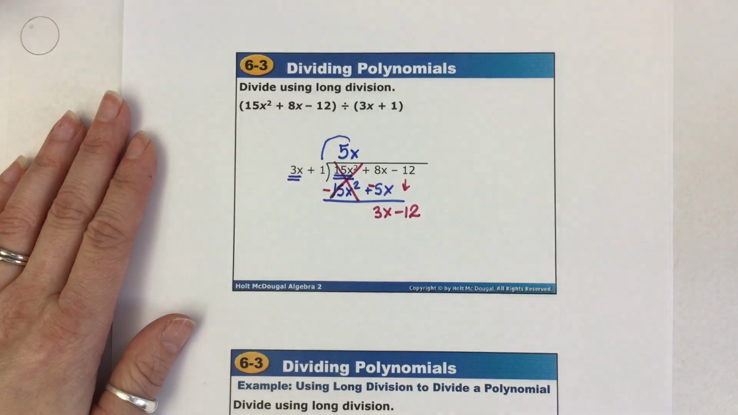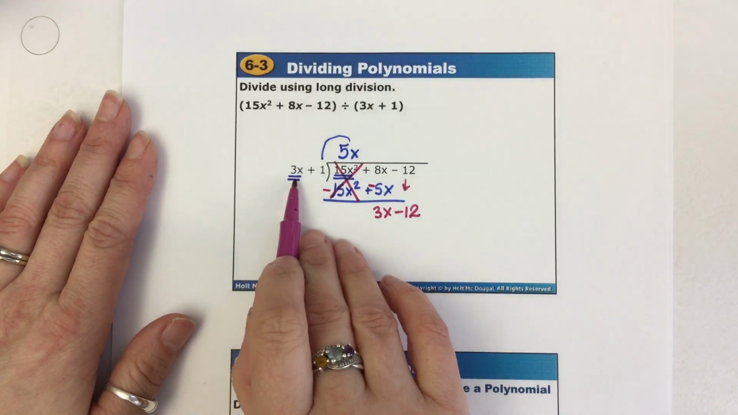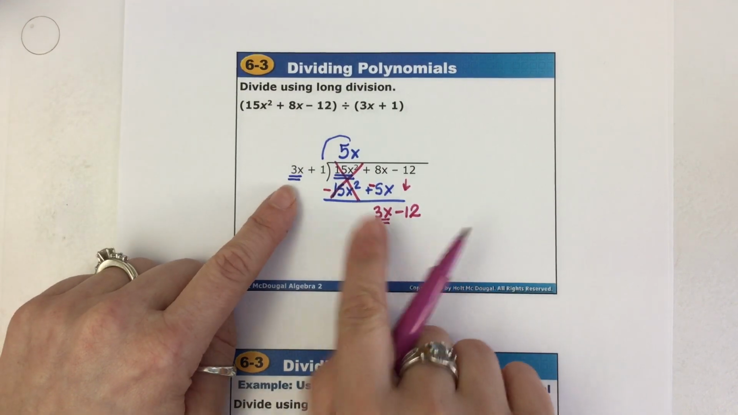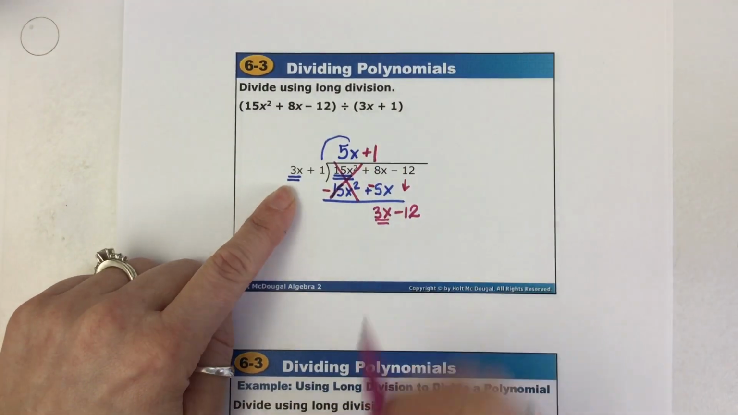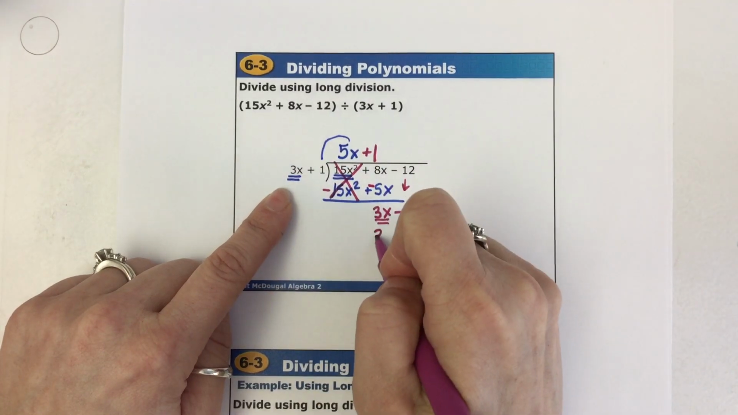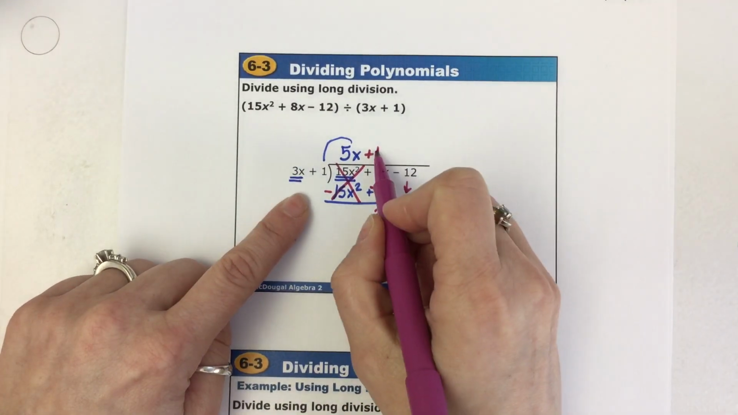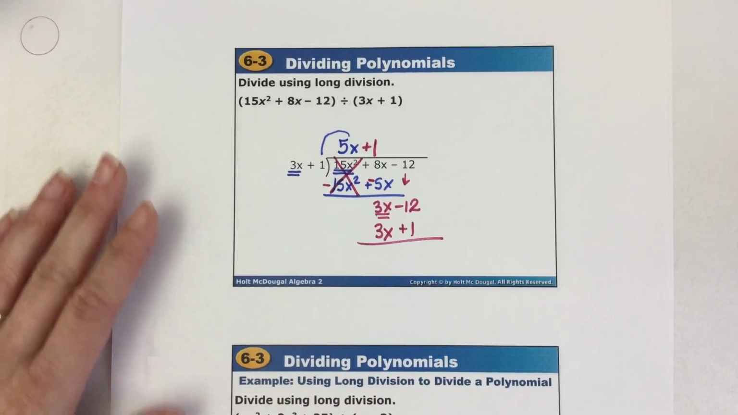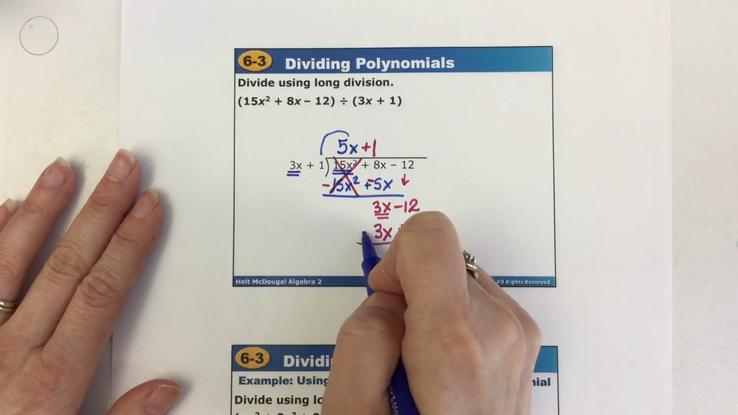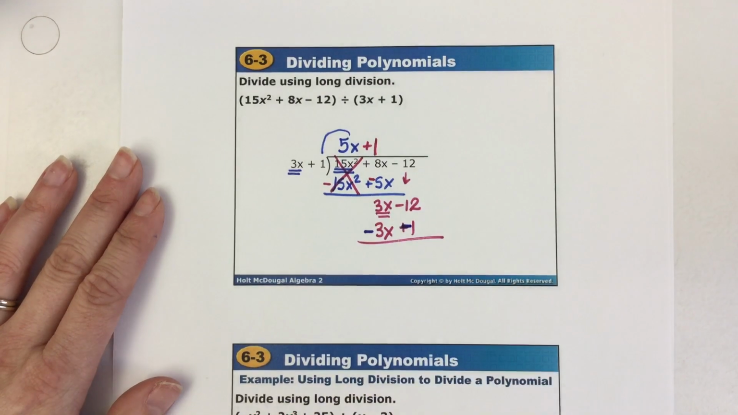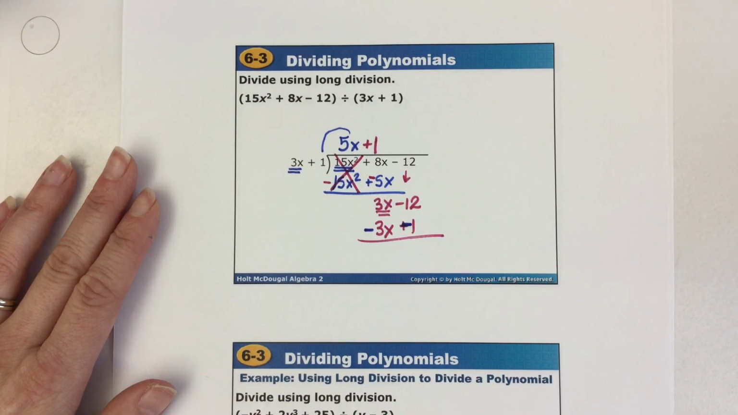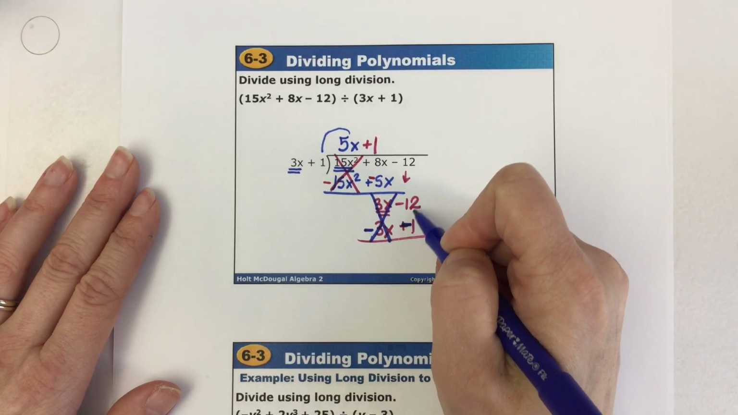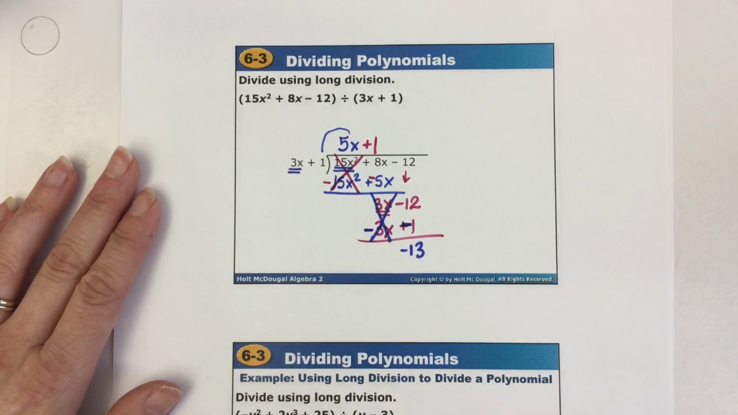Carry down the next term and you start again. Now 3x needs to become 3x. Well, it already matches. If these two things match, you put a 1. 1 times 3x is 3x. 1 times 1 is 1. The goal here is to cancel the first term. So I need to change all the signs of the second row. So this time again, they both become negatives. 3x minus 3x cancels. Negative 12 minus 1 more is a negative 13.